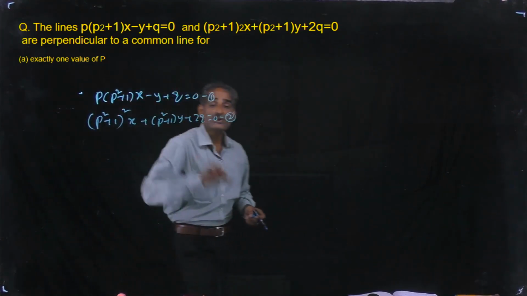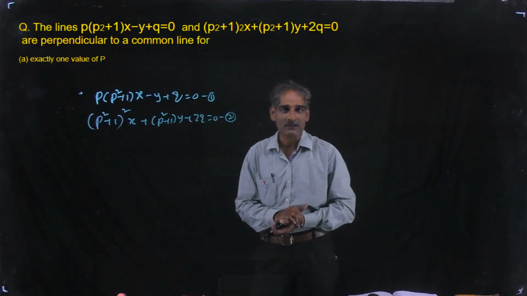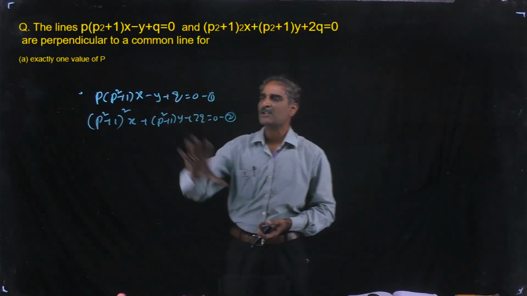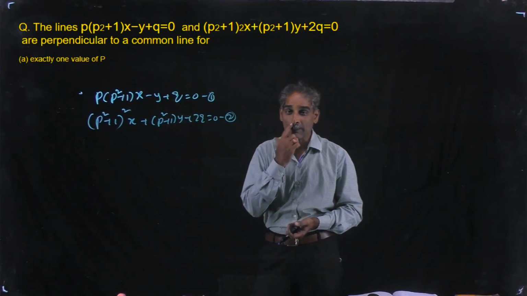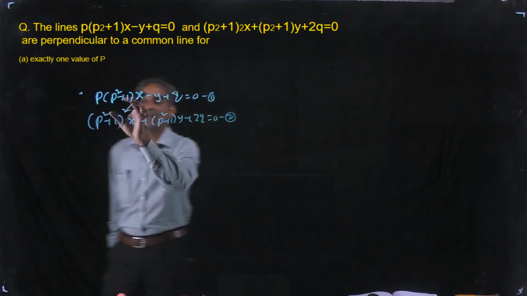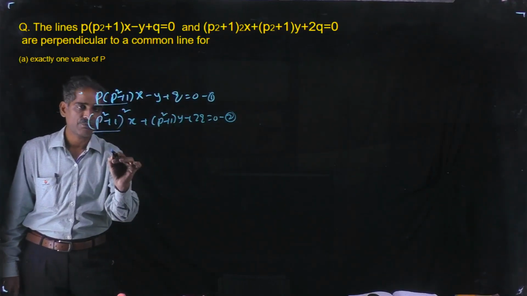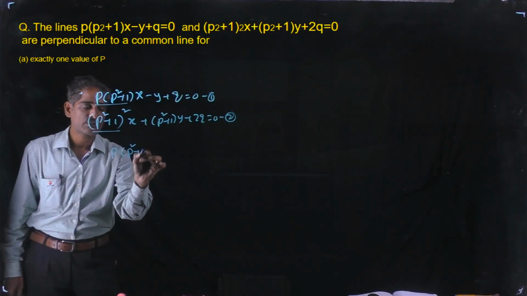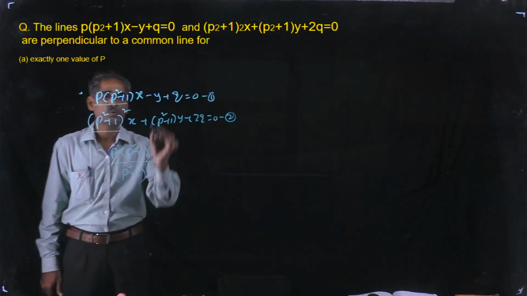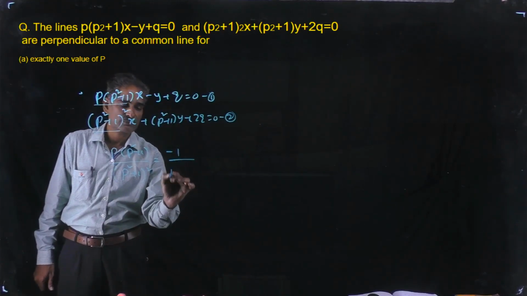Given that these two are perpendicular to a common line, these two are parallel, and we have to find the possible values of P. We know the condition: if two lines are parallel, the ratio of the x coefficients equals the ratio of the y coefficients. That means A1 by A2 equals B1 by B2. Here A1 is this one, A2 is this one. Therefore P(P² + 1) by (P² + 1)² is equal to the coefficient of y, which is −1, by the coefficient of y here, which is P² + 1.